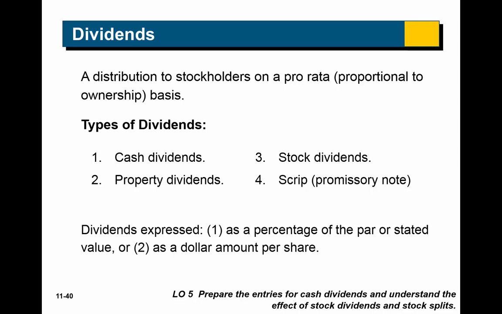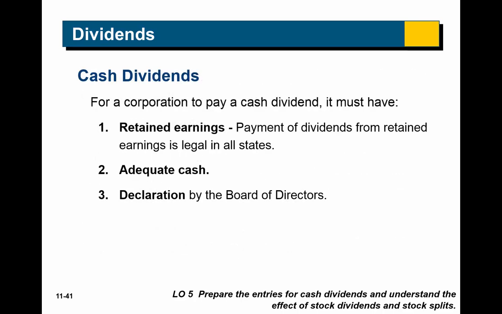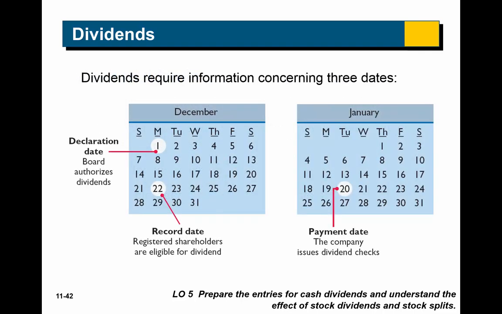Dividends are expressed usually either as a percentage of par or as a dollar amount per share, and I will tell you that now almost always it's a dollar amount per share. It's just more common. So for a corporation to pay a cash dividend, it must have retained earnings, because dividends come out of retained earnings. It must have enough cash to pay the cash dividend, and the board of directors must declare that they're going to pay a dividend. These are the big dates involved in dividends.